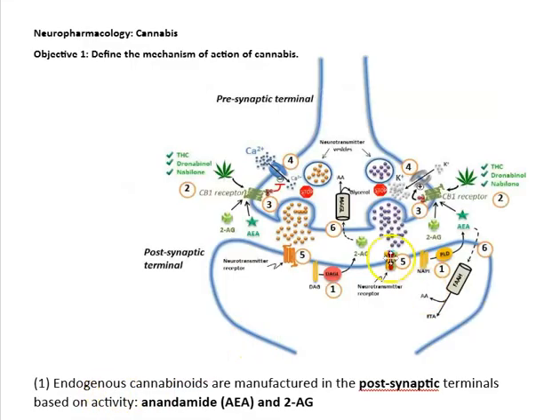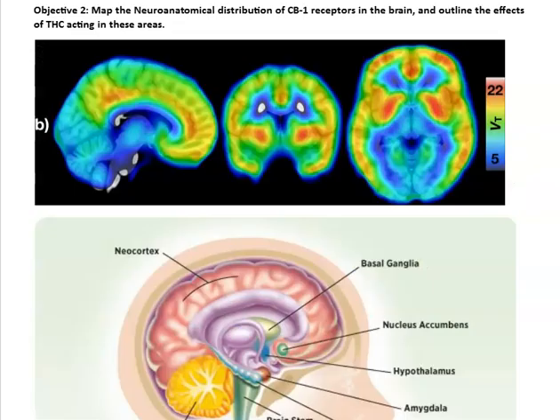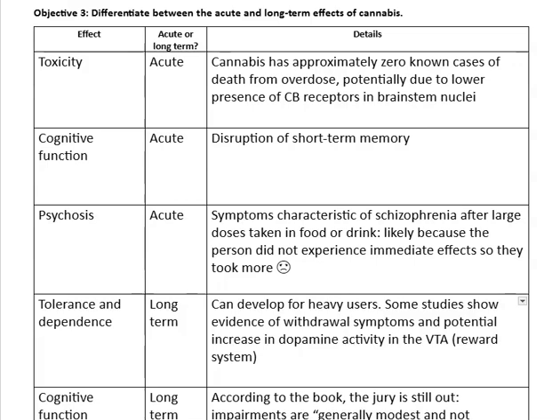So we've looked at the mechanism of action for THC and the distribution of CB1 receptors and how THC might be acting in those areas to cause changes in behavior. And we've looked at some of the acute versus long-term effects.